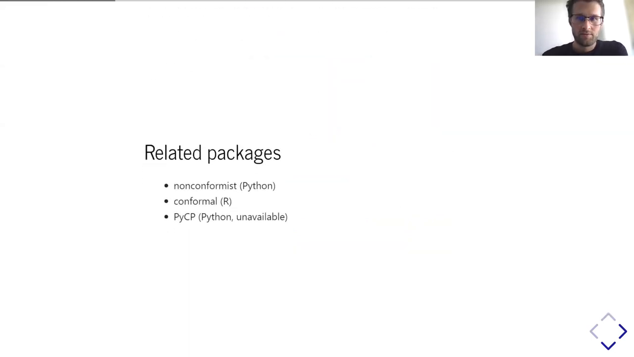Okay, so first a couple of comments on the related packages. There are a few packages that provide some tool sets for conformal predictions. Of course, there are repositories for each paper and the specific method developed in it, but the more general packages aren't too many. What we found was the nonconformist, which is perhaps the most extensive. Another package for R, conformal, and PyCP, which was at the moment unavailable.